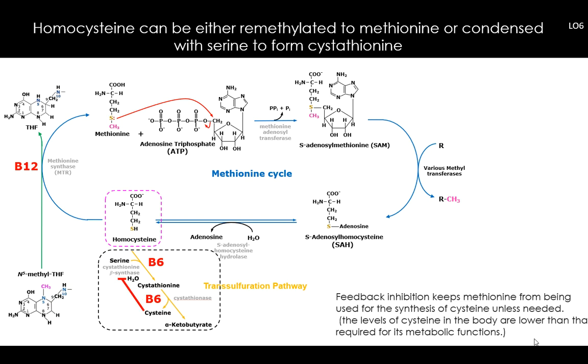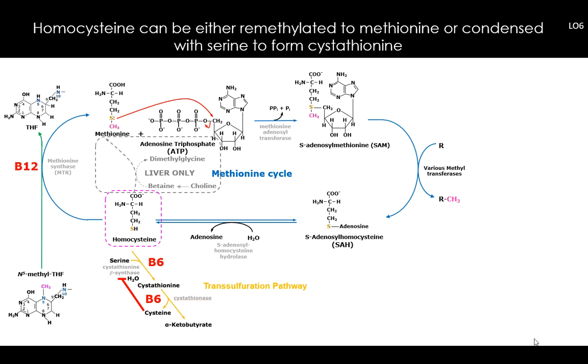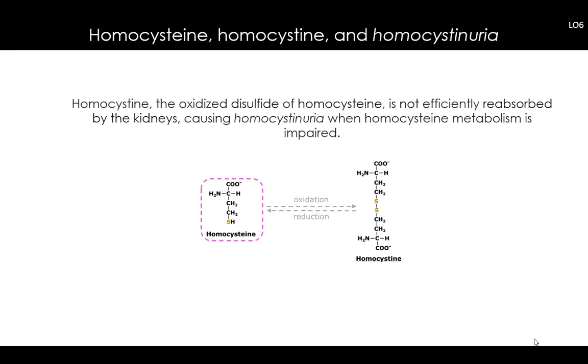Feedback inhibition of cystathionine beta synthase by cysteine keeps methionine from being used for the synthesis of cysteine unless the levels of cysteine in the body are lower than that required for its metabolic functions. This spares methionine, an essential amino acid. The liver also contains a second minor pathway, not found in other tissues, in which betaine, derived from choline, can donate a methyl group to homocysteine to form methionine and dimethylglycine.